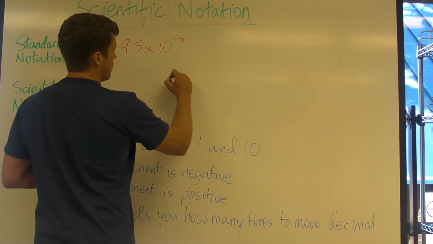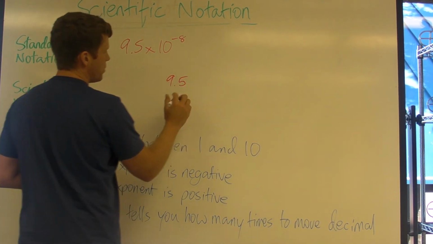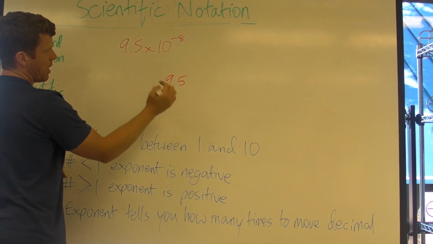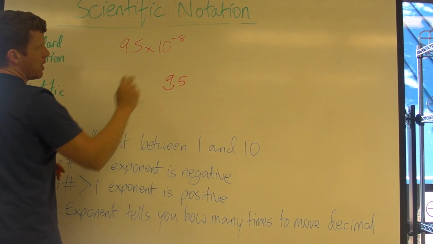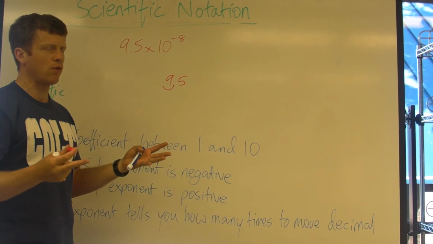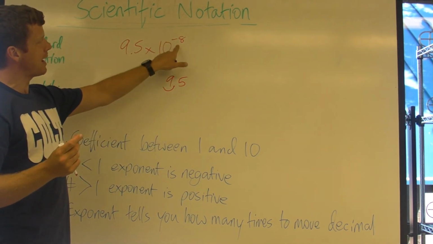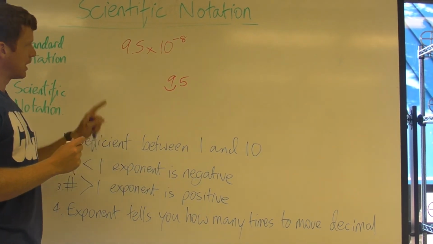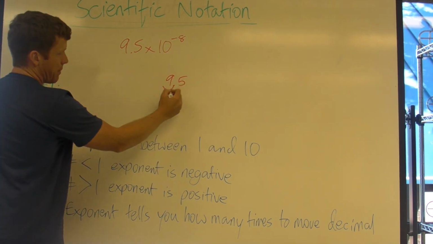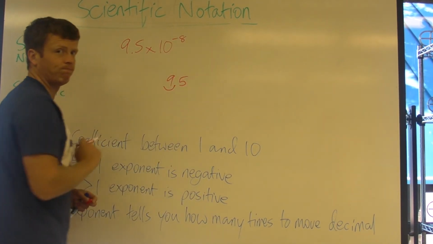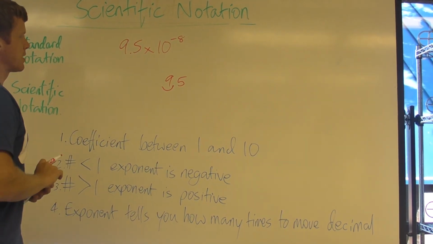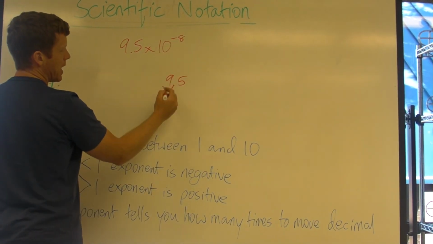There's different ways to do it, but what I do is start with the coefficient, and then I'm going to move the decimal 8 times. Which direction do I need to move it? Well, I know that anything with a negative exponent is going to be less than 1, so that means I move it to the left. So if that was positive, I'd move it to the right. And I'll do an example of that in a second. So I've got to move the decimal 8 times.